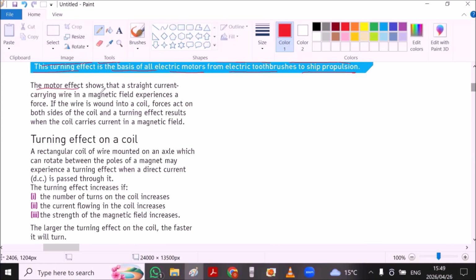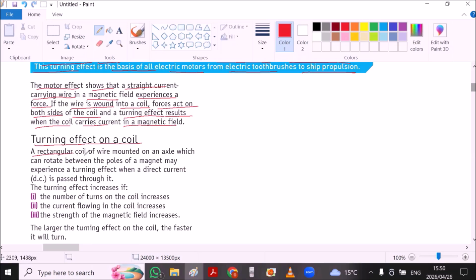The motor effect shows that a straight current-carrying wire in a magnetic field experiences a force. If the wire is wound into a coil, forces act on both sides of the coil, and a turning effect results when the coil carries current in a magnetic field. Turning effect on a coil.